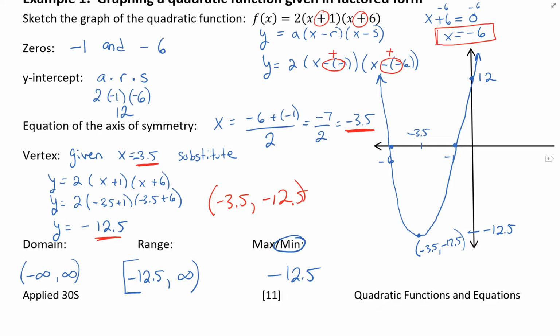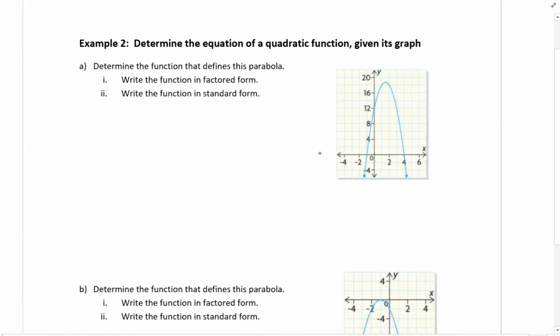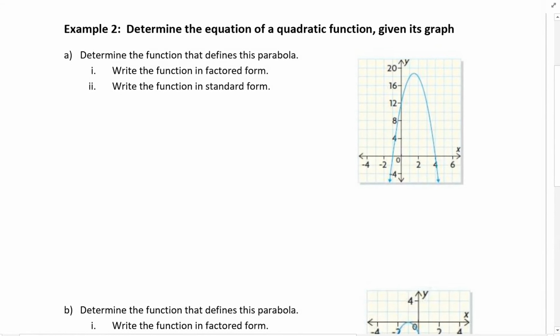Can we get it into the old format? For sure we can, if we really wanted to. Let's have a look at example 2. Okay. Determine the equation of a quadratic function given its graph. So now we're working the other way around. So write the function in factored form and then write it in standard form. So in order to figure this out, we need to get all of our key points off of our graph. So if I look here, I'm going to start by finding my zeros. And my zeros are at negative 1 and 4.